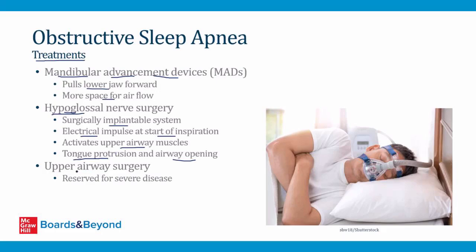And then finally, there are a number of upper airway surgeries to basically surgically remove some of that obstructing soft tissue in the back of the pharynx. This is generally reserved for patients with severe disease who are unable to tolerate the CPAP machine.